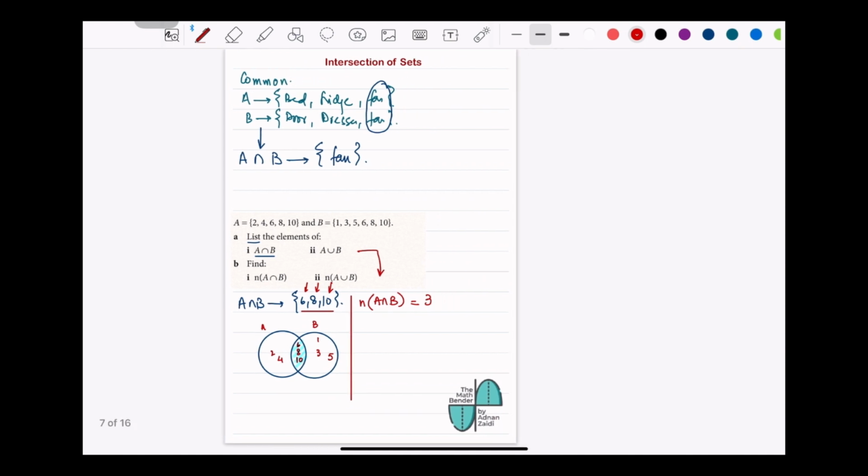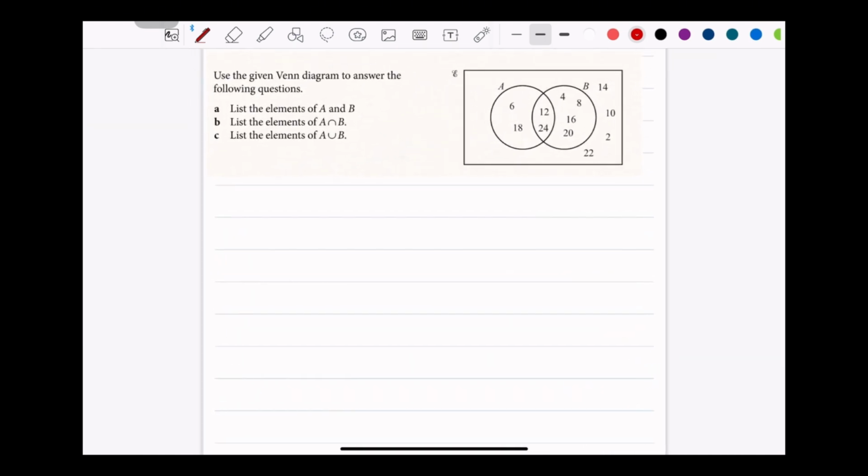So let's look at another question. Use a Venn diagram to answer the following questions. List the elements of A and B. List means of A and B, both of them. So I can write down all the elements of A, which is 6, 12, 18, 24, and B, which is 4, 8, 12, 16, 20, 24.